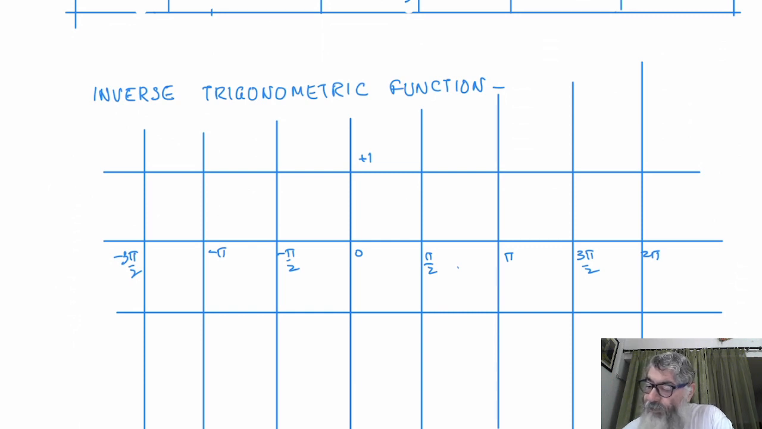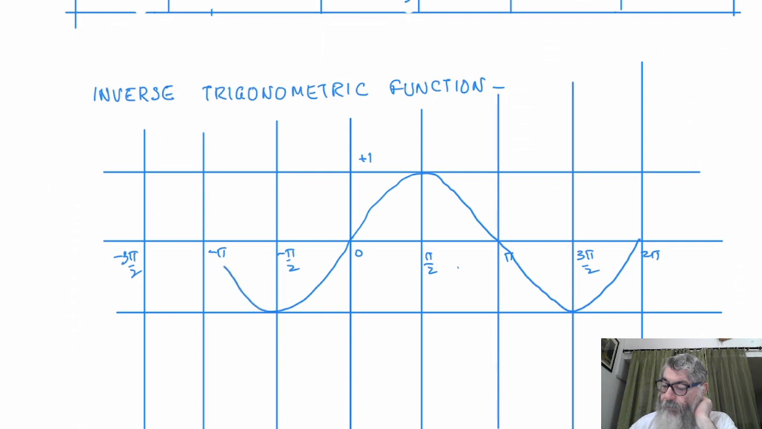When we start from 0, the curve goes like this, comes here, goes like this, and comes here, finishing at 2 pi. It comes to this side, and obviously it will go down towards 2 pi. So this is the sin x curve. This is the sinusoidal wave.